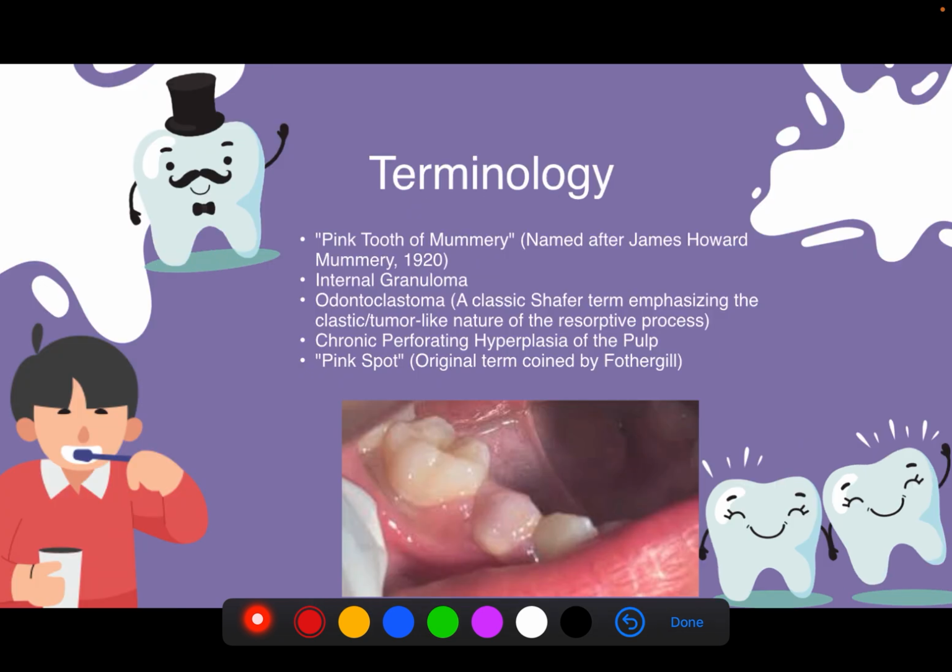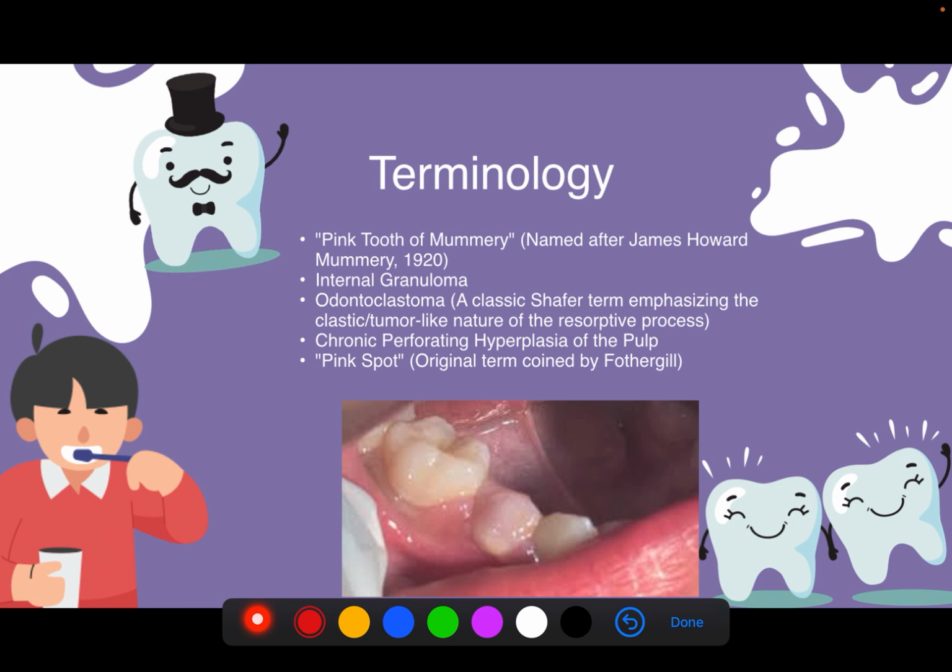Now, let's go to the next part. Let's learn about the terminology. Pink tooth of Mummery, named after James Howard Mummery in 1920, is a descriptive clinical term used to describe the pink discoloration seen due to internal reabsorptive activity. It does not itself define the disease, but rather the appearance.